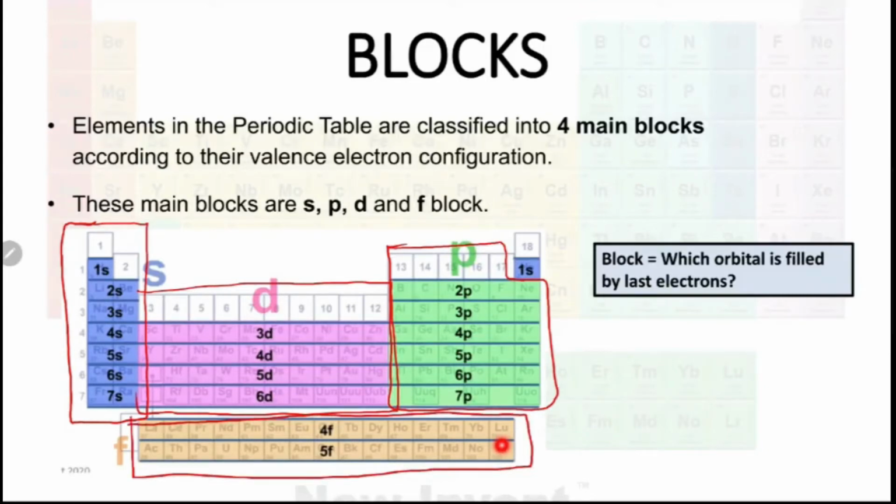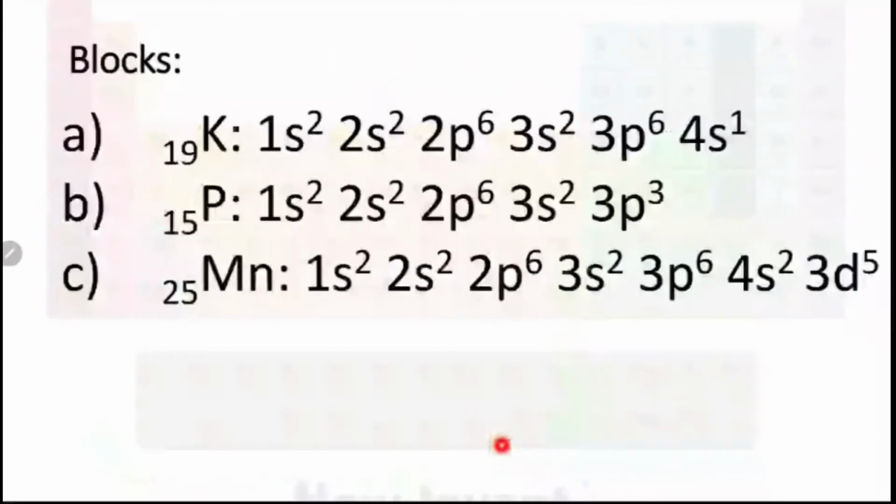So how do we determine which block an element is in? We use the electronic configuration. To determine the block, you need to consider which orbital is filled by your last electron. For example, for our potassium, our last electron fills which orbital? S orbital. So that means potassium is in the S block.